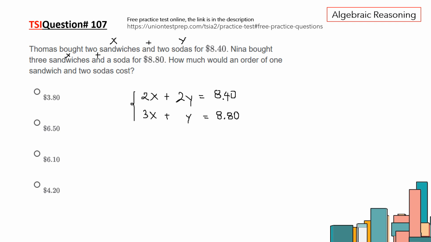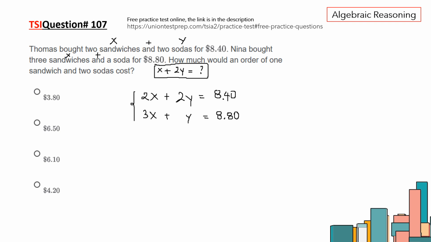So this is a system of equations, and the question is not asking for x and y. They're asking for 1 sandwich, so 1x, and 2 sodas, so add 2y. Of course, if they ask for that, we have to do extra, because after solving the system of equations, you will have x and y, and then you have to plug them in to find what the cost of 1 sandwich and 2 sodas will be.